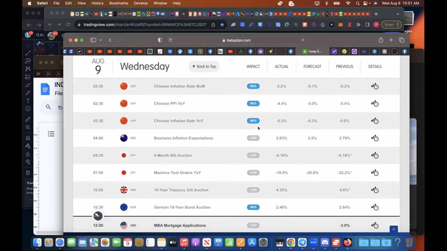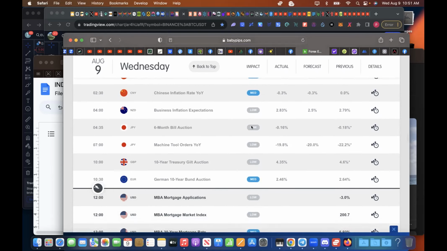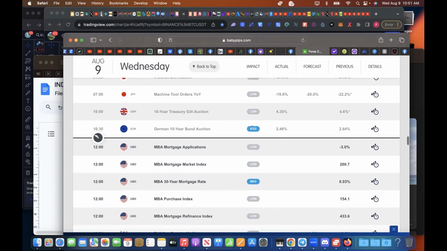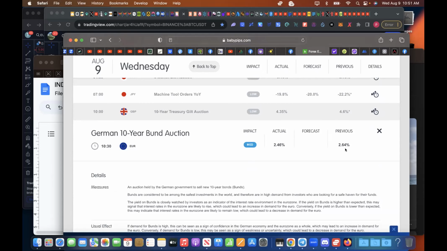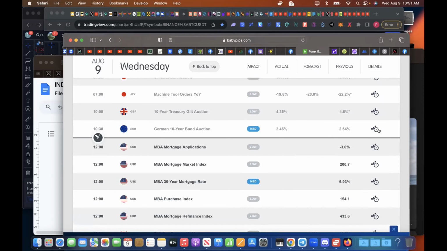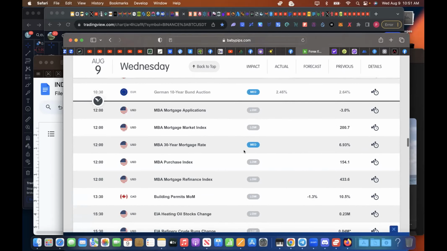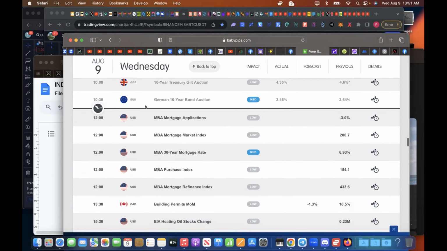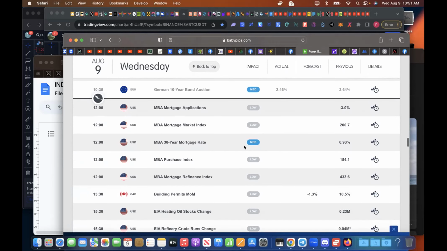Okay, Chinese, medium. Euro. What was this news? German 10-year bond auctions. Previous, forecast, no forecast, actual, lesser than. Okay, so then we have USD. This is 10 AM. This is news that just happened now. Low, medium. MBA 30-year mortgage. I always like interest, jobs, all of those.